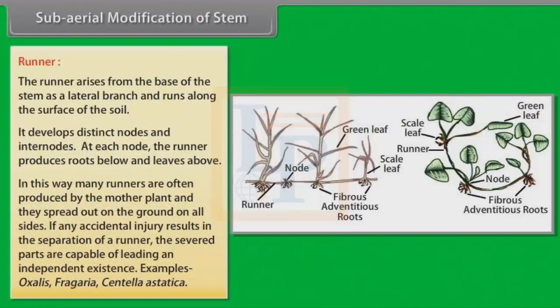In this way, many runners are often produced by the mother plant and they spread out on the ground on all sides. If any accidental injury results in the separation of a runner, the severed parts are capable of leading an independent existence. Examples: oxalis, fragaria, centella asiatica.